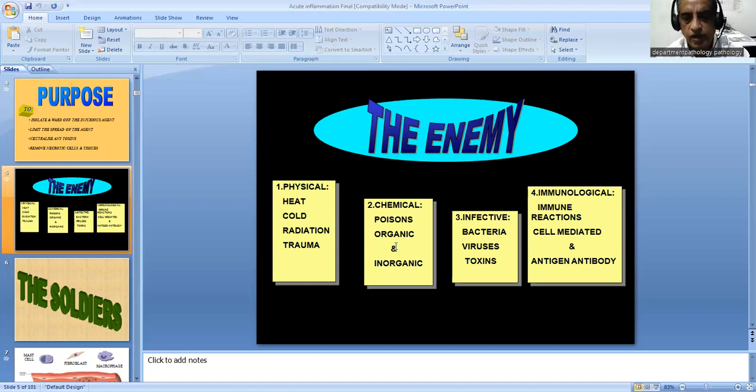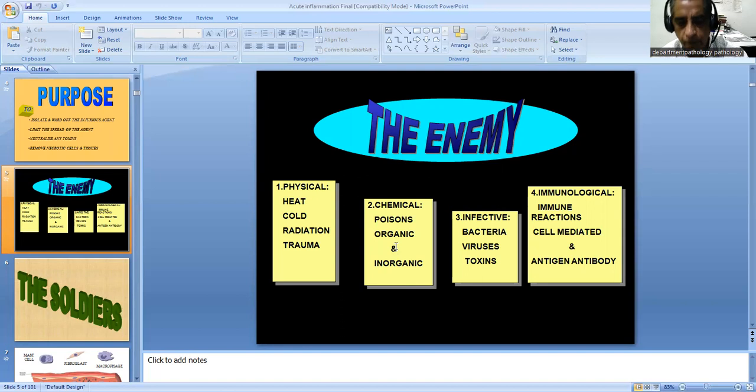The next group is that of infective agents. They can be bacteria, viruses, and their toxins. So any number of bacteria and viruses can be involved in producing inflammation in their host. The fourth group is that of immunological agents. They are immune reactions, which can be cell mediated especially, and the antigen antibody reactions.